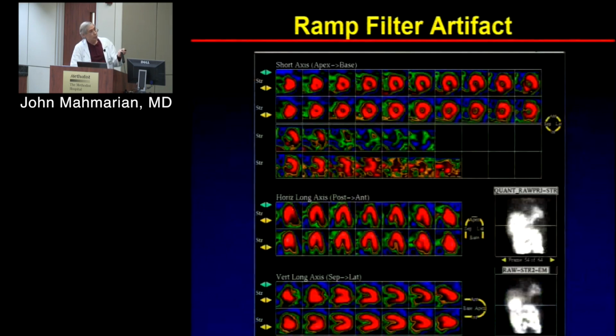This is an example, though, of a RAM filter artifact where the gut is adjacent. The hot structure is adjacent to the inferior wall. So here now, because of the way the RAM filter works, you see an inferior defect. And in cases like this, we have to use iterative reconstruction to avoid that. So with iterative reconstruction, you see the defect goes away.